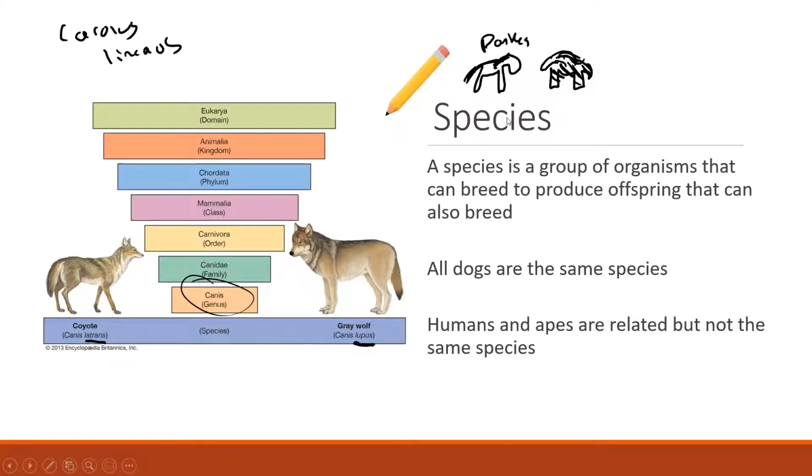No, don't worry about copying the table. You don't have to copy the table. This is just an example of Carolus Linnaeus' system. If you remember, hopefully from Year 7 Science: Kingdom, Phylum, Class, Order, Family, Genus, Species. Kingdom Animalia, Chordata, Mammalia, Carnivora, Canidae, Canis, and then Canis latrans and Canis lupus.